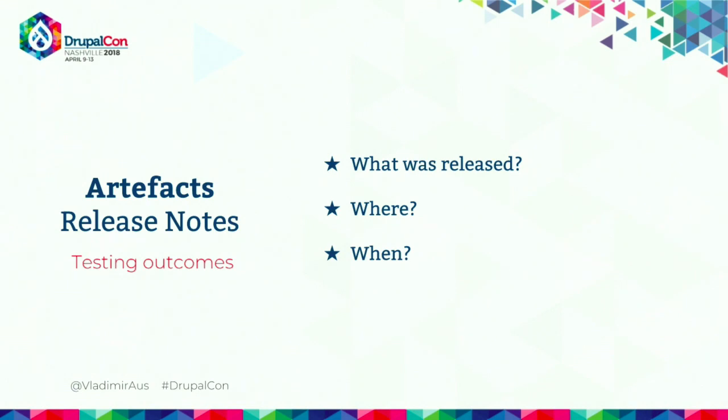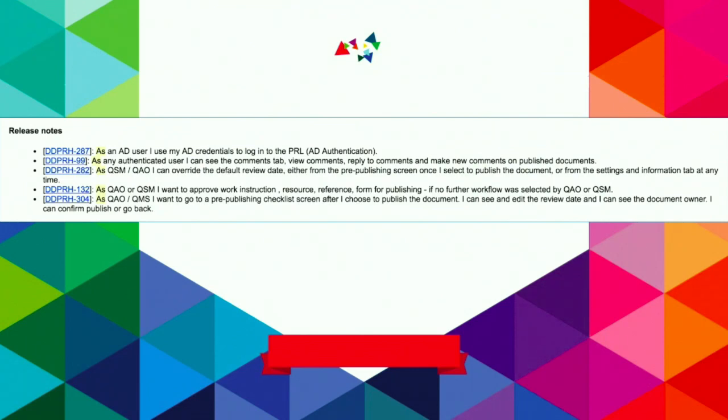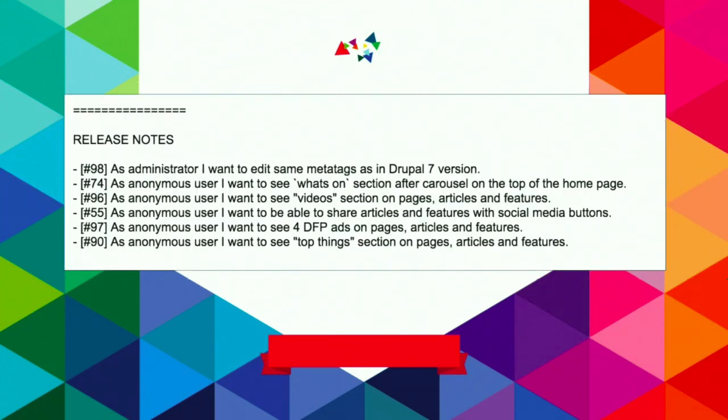Something that I assume IBM didn't have. And it can look something like that. Here's an example of five features released, and the release notes were there. As you can see, they are phrased like stories and specific to a particular client, but we're going to look at those once we start writing our first test. Here's another example. Six stories were released in this particular release. Pretty simple. If we look at the first, for example, as administrator, I want to edit the same meta tags as in the Drupal 7 version. Pretty vague, but then again, in this particular release, the client probably knows what it means.